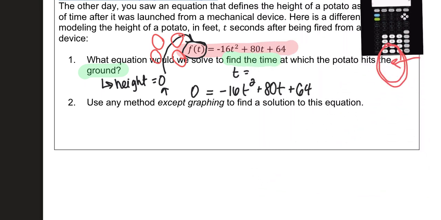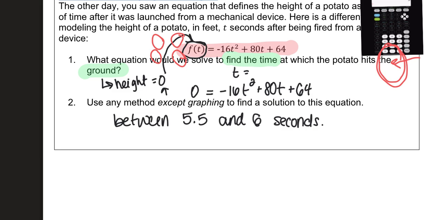So we could say for our answer, between 5.5 and 6 seconds. Okay, right now we're just trying to estimate and get as close as we can.